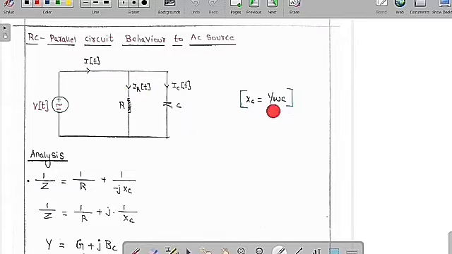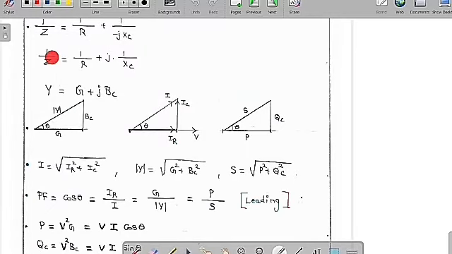So XC is equal to 1 by omega C, because the capacitive reactance is equal to 1 by omega C. Now we are going to do some analysis. These two are in parallel, so the overall impedance, let me assume this is Z. So 1 by Z is equal to 1 by R plus 1 by minus jXC. If you do the cross multiplication with respect to j, we get j by minus j squared, which is plus j. So therefore plus j by XC. 1 by Z is called the admittance, 1 by R is called the conductance, and 1 by XC is called the susceptance. So therefore Y is equal to G plus jBC.